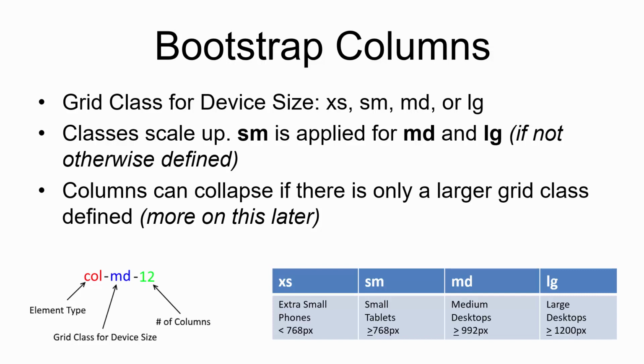One of the key pieces of Bootstrap, and something that's always important to remember, is that classes scale up. So what that means is if you've defined a style for SM, that's going to be applied for everything that is SM or larger. So MD and LG will also use that same column spanning, unless, of course, you've defined a custom span for the MD and the LG. Columns will also collapse if there is only a larger grid size defined. And we'll talk a little bit more about this later to show you the collapse concept.